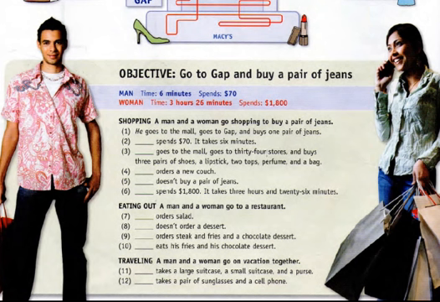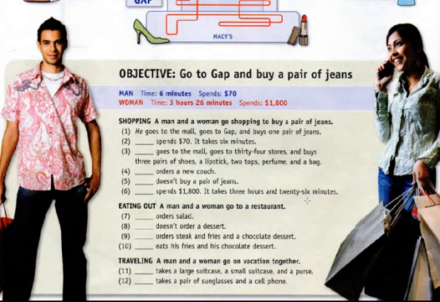Goes to the mall, goes to 34 stores and buys 3 pairs of shoes, a lipstick, 2 tops, perfume, and a bag. Number 4, orders a new couch. Number 5, doesn't buy a pair of jeans. Number 6, spends $1,800. It takes 3 hours and 26 minutes.